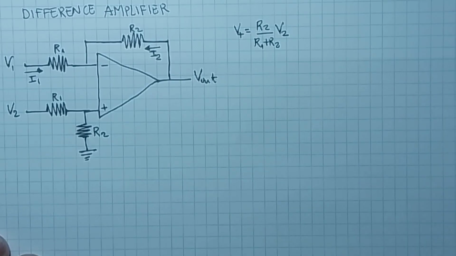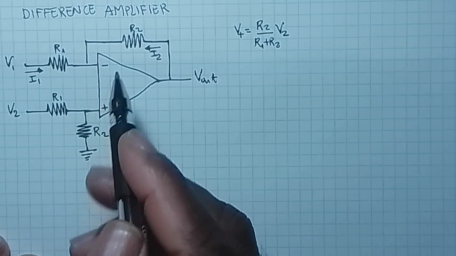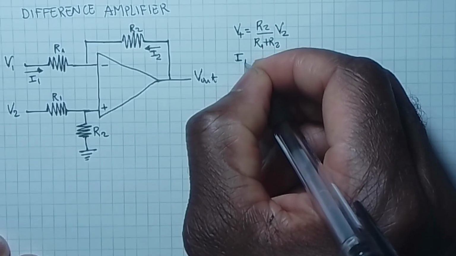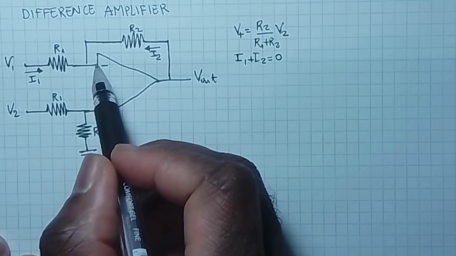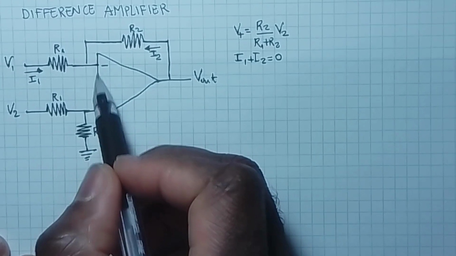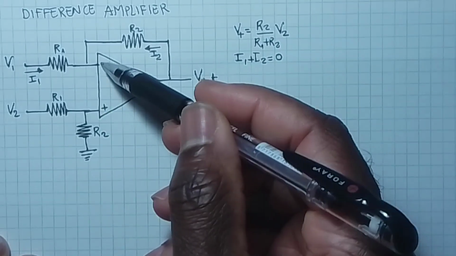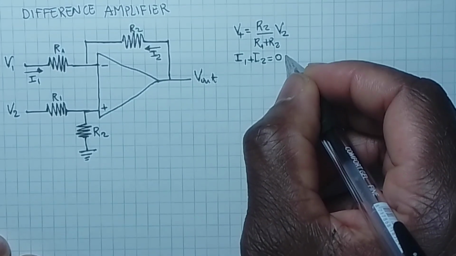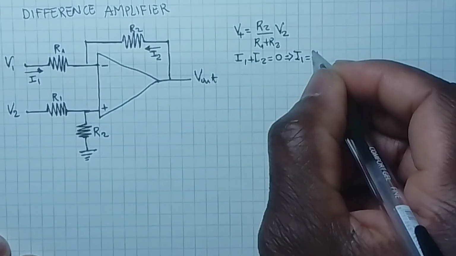Next, we apply Kirchhoff's current junction law to the inverting input to get E1 plus E2 equals 0, because we assume no current enters the input terminals because of the high resistance value here. So we can have E1 equals minus E2.